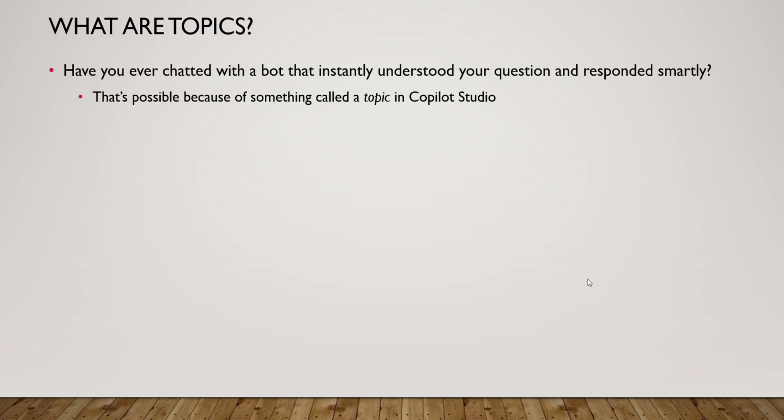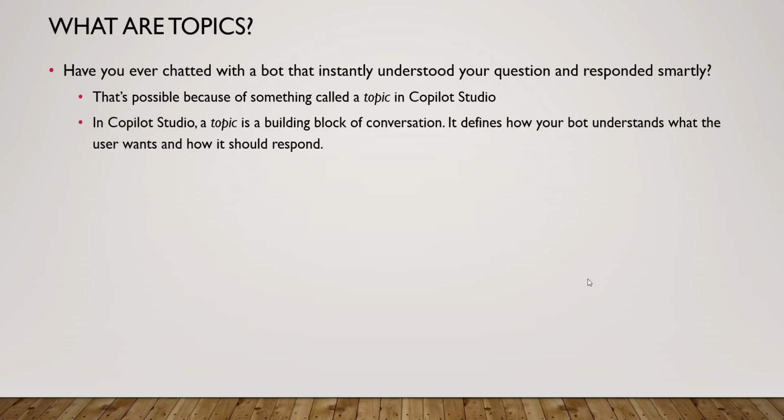So what we usually do is create multiple topics in Copilot Studio. Then the user enters a certain context or question into the bot. Then Copilot will understand that particular context and match it with a particular topic. And then whatever is defined in that topic will define the response to that question. So what is a topic? It is a building block of a conversation. It defines how your bot understands what the user wants and how it should respond.